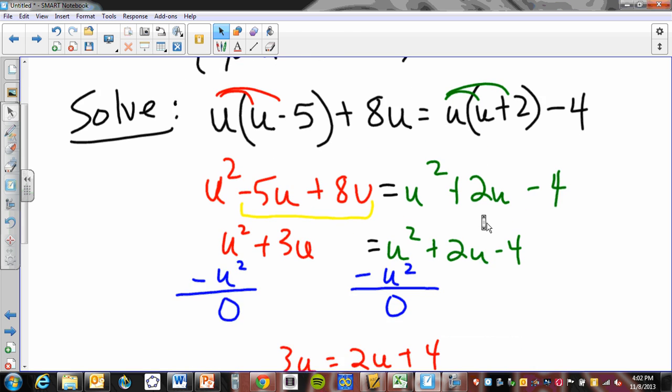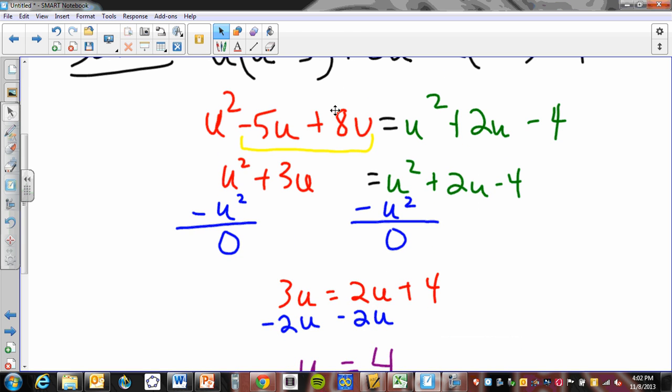Let's scroll down a little bit. We have the same variable written differently. My bad. That should have a little tail on it. Same variable to the same power. We can combine those. So addition or subtraction. In this case, negative 5 plus 8 is positive 3. So now we have positive 3u. And so u squared plus 3u equals, still nothing changed over here, u squared plus 2u minus 4.